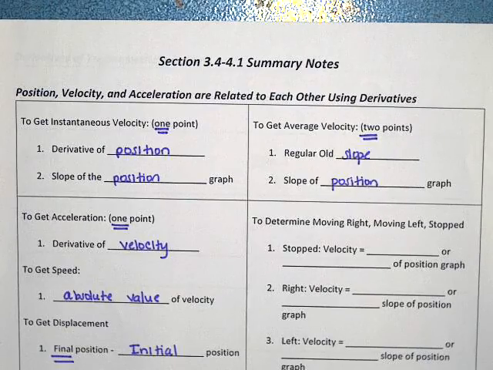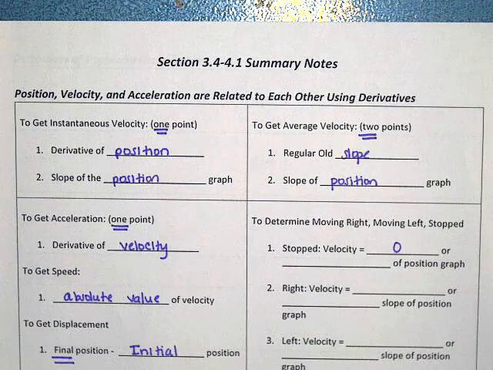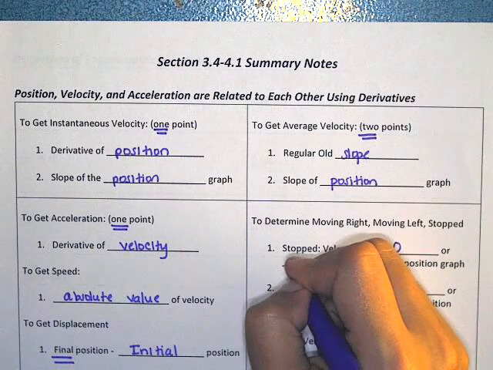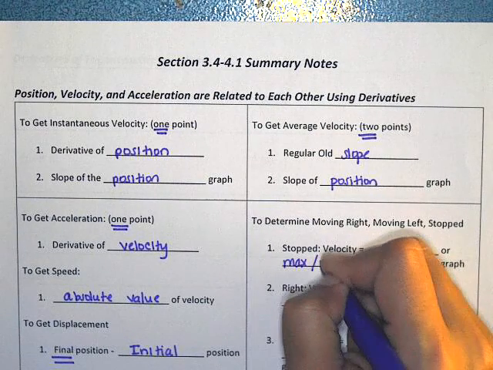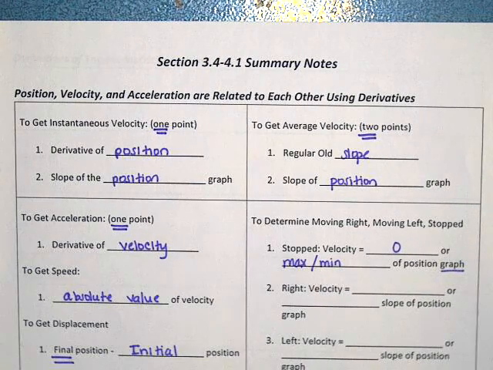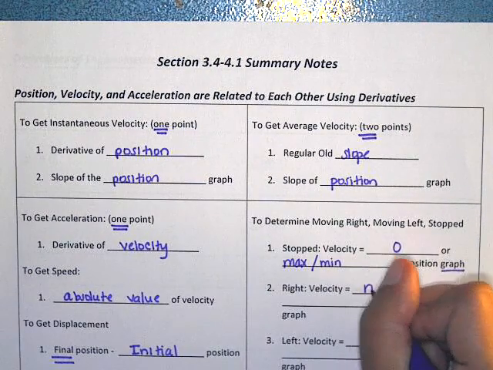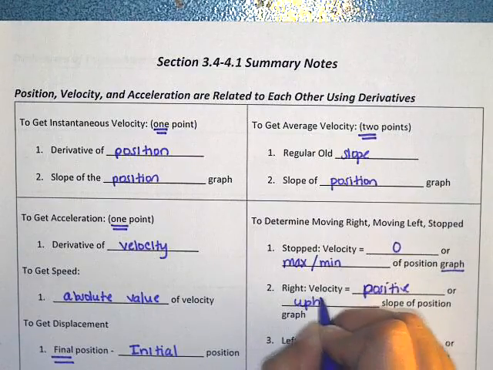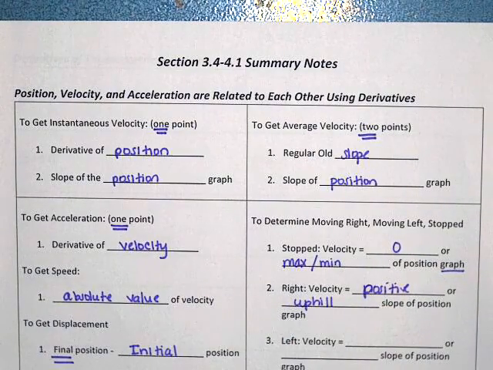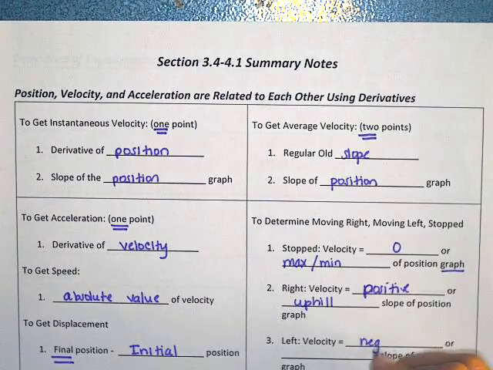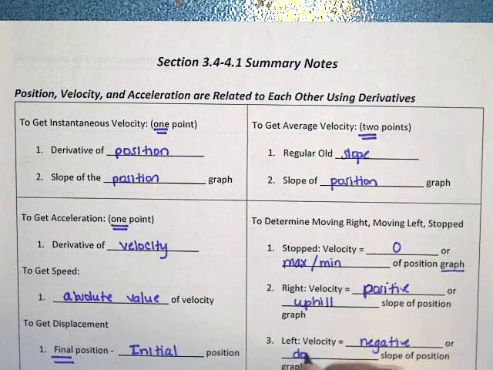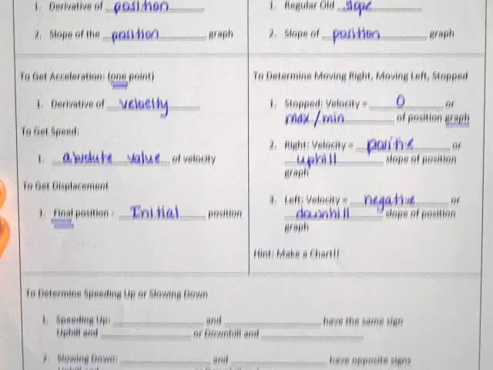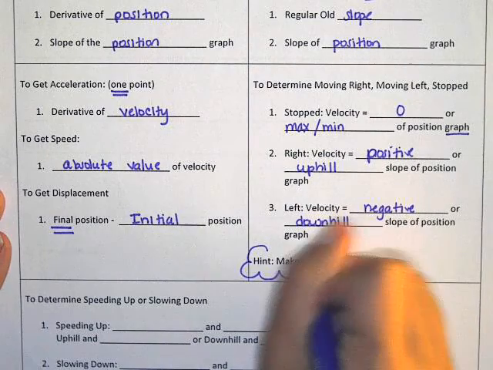To determine whether you are moving right, left, or stopped: you are stopped when your velocity equals 0, or it is the maximums and minimums of a position graph. You're moving right when your velocity is positive, or when you have an uphill slope on a position graph. And you're moving left when your velocity is negative, or when you have a downhill slope on a position graph. My hint to you is look at what I'm writing and make a chart, because charts are your friends here.